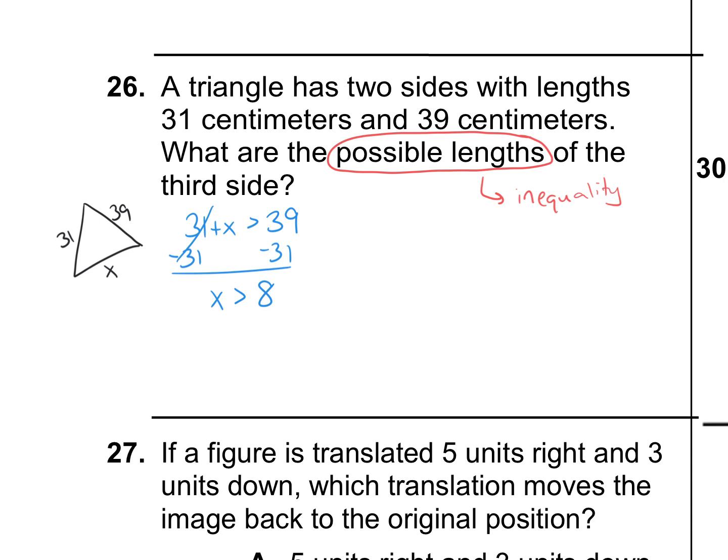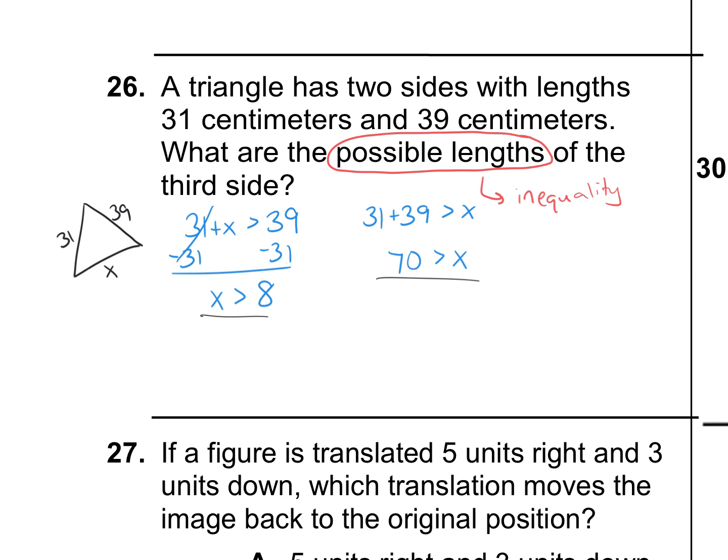And then greater than X. Yes, these two added together, so 31 plus 39 has to be greater than X. Okay, so what's 31 plus 39? 70 is greater than X. How do I write my answers once I have my two inequalities? Oh, you put X in the middle.